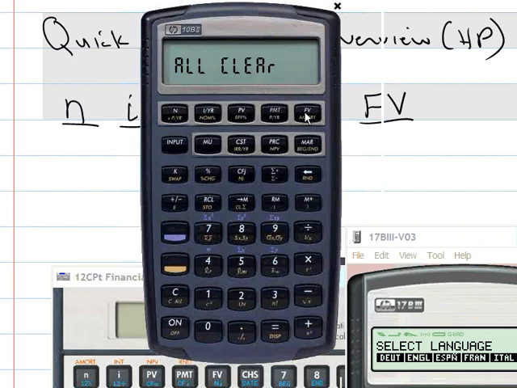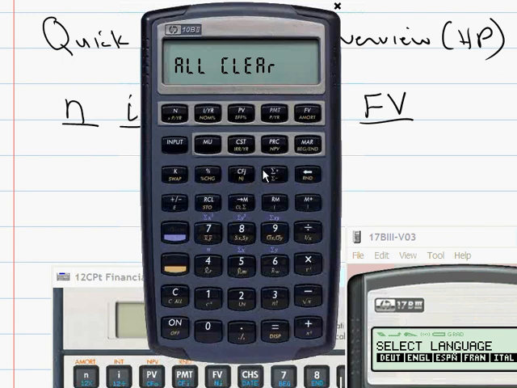And this is basically the menu I'll be writing down as we do practice problems. So you can enter the information into whatever calculator that you have and solve the problems with me. But this is, again, just a good basic financial calculator.